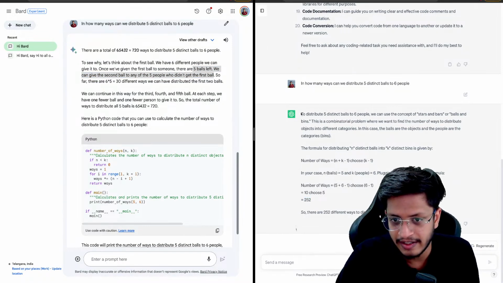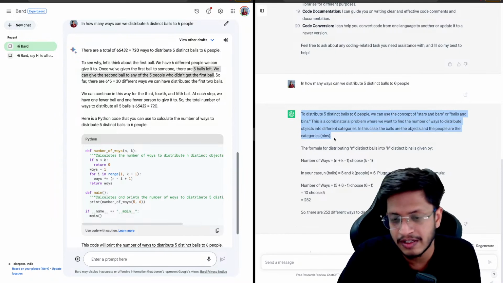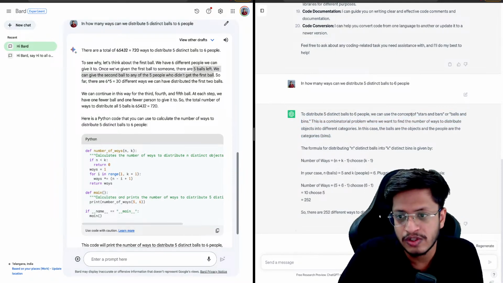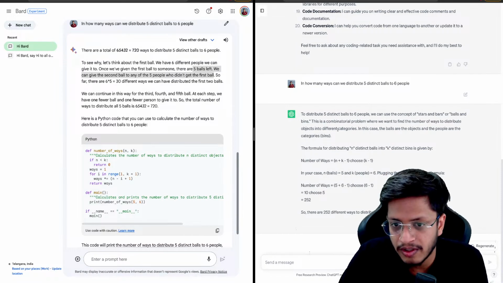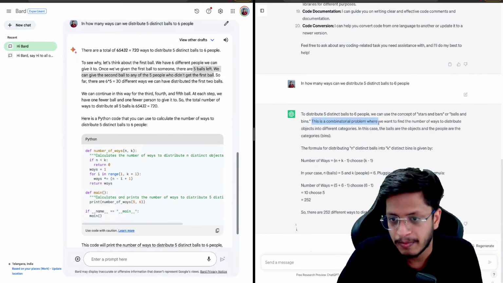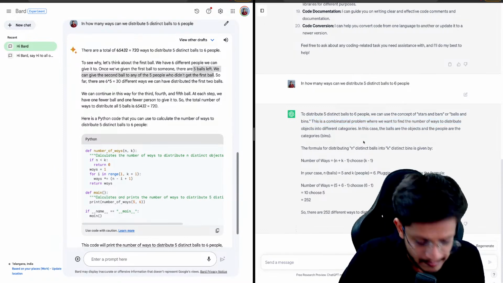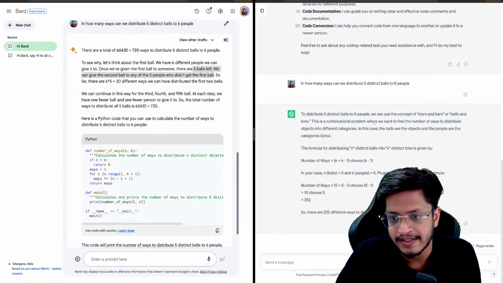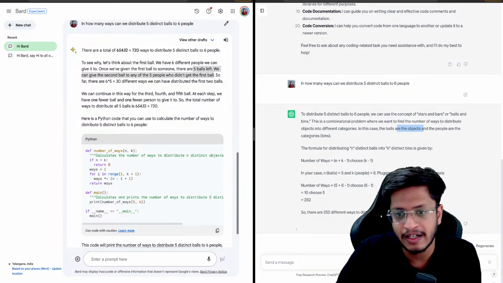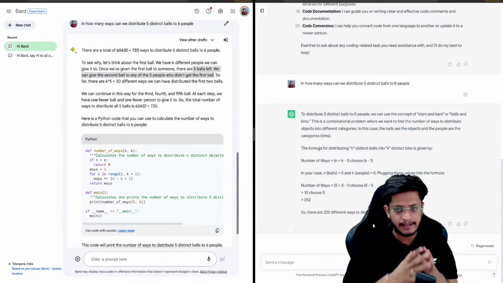I didn't get it. If we see, to distribute 5 distinct balls to 6 people, we can use the concept of stars and bars, or balls and bins. This is a combinatorial problem where we want to find the number of ways to distribute objects into different categories. In this case, the balls are the objects and the people are categories. So they are considering, yeah, okay.